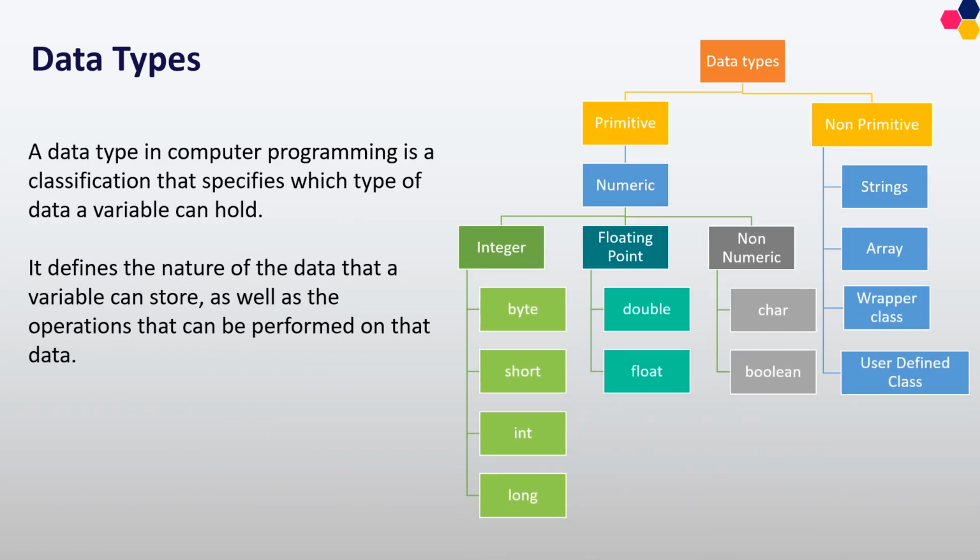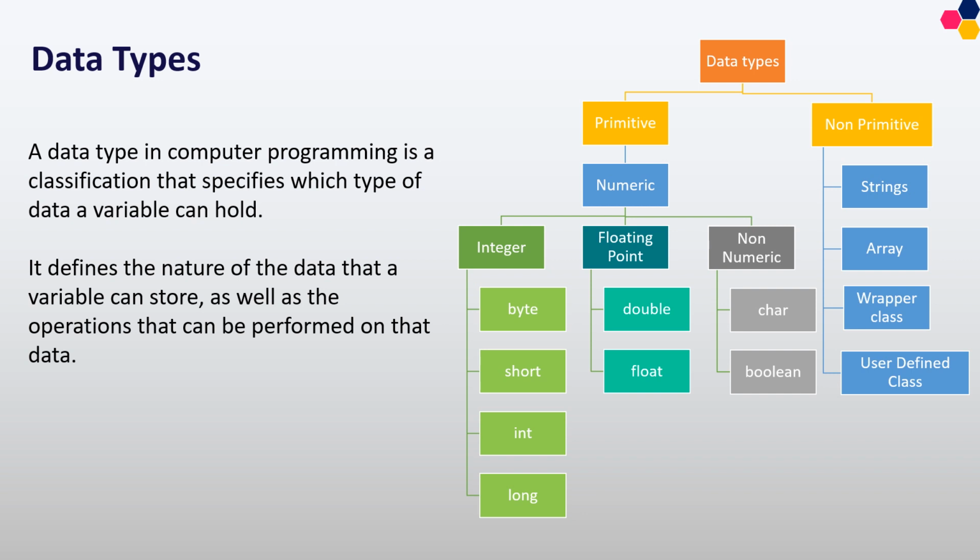There are two data types, primitive and non-primitive. Let's begin with primitive data types. Primitive data types specify the size and type of value that should be stored in a variable, and they do not have additional methods. In Java, there are 8 primitive data types, which include byte, short, int, long, float, double, char, and boolean.